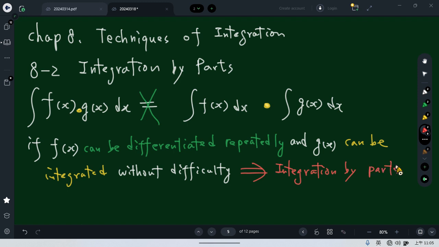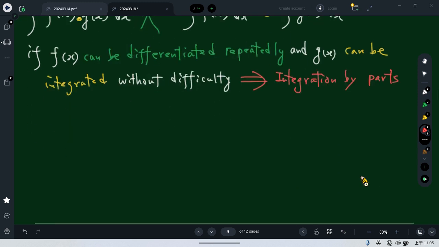But integration by parts does not always work. Sometimes it also has some problems. Later I will show you that also. But integration by parts indeed is a very important technique for integration, so you need to pay much attention to this part.